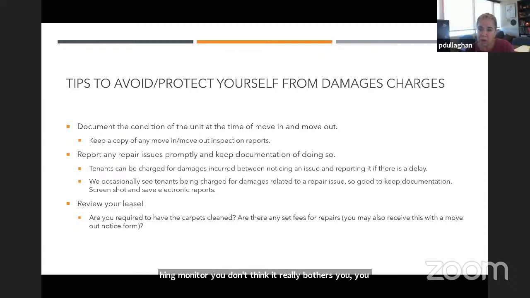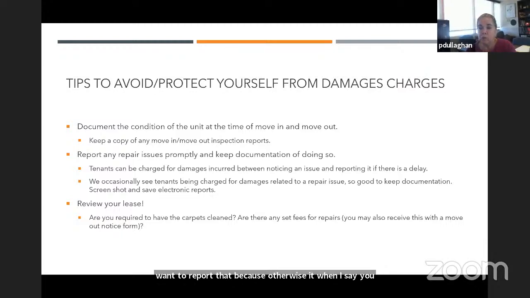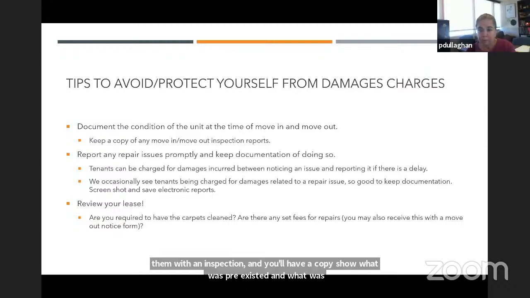So if the carpet has a few stains, you don't think it's that bad, you still want to report that, because otherwise they're going to say you did it. So it's very important that you turn in the move-in inspection report, and then you keep a copy of it. And ideally both you and the landlord will sign that move-in inspection. And you'll have a copy to show what was pre-existing and what was not, because that does happen.